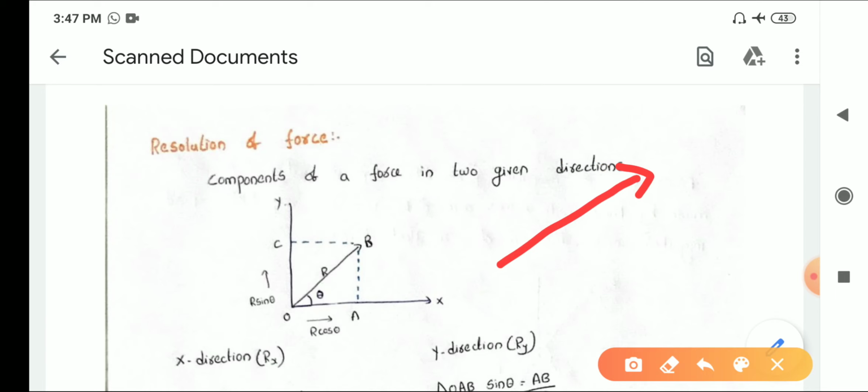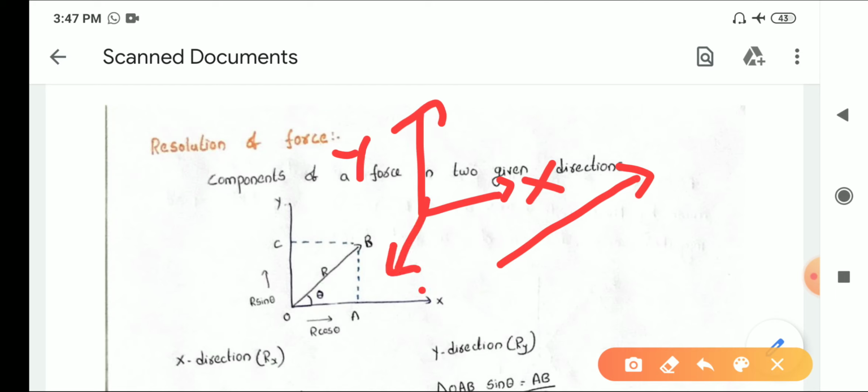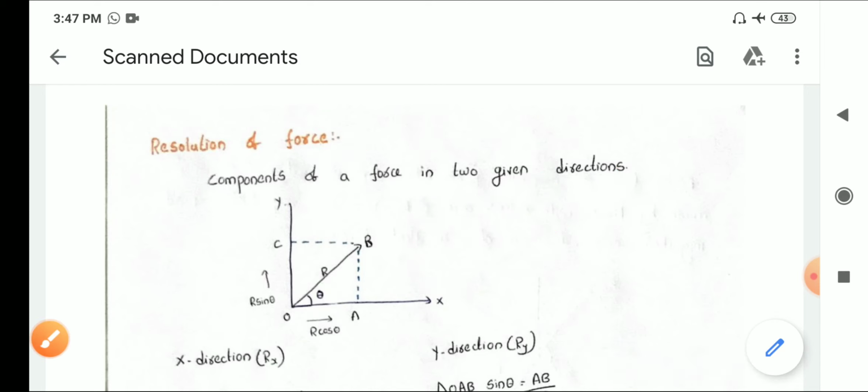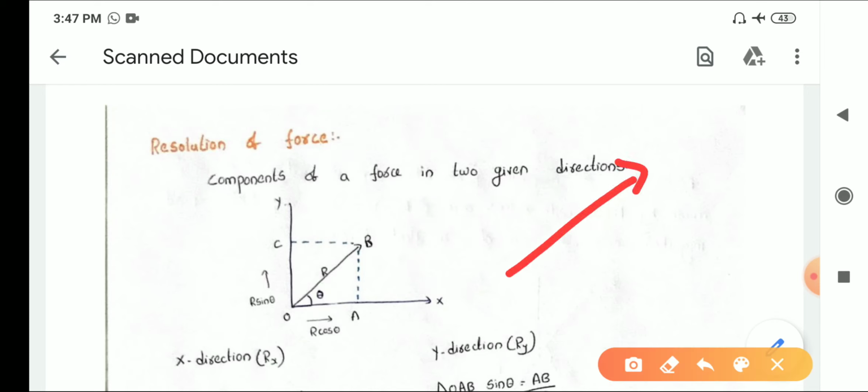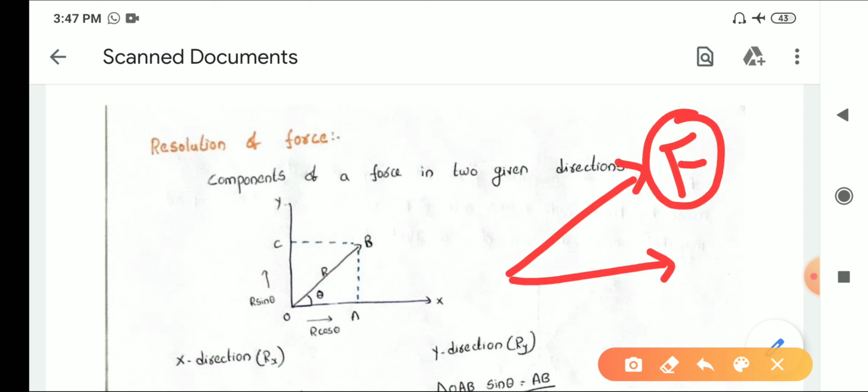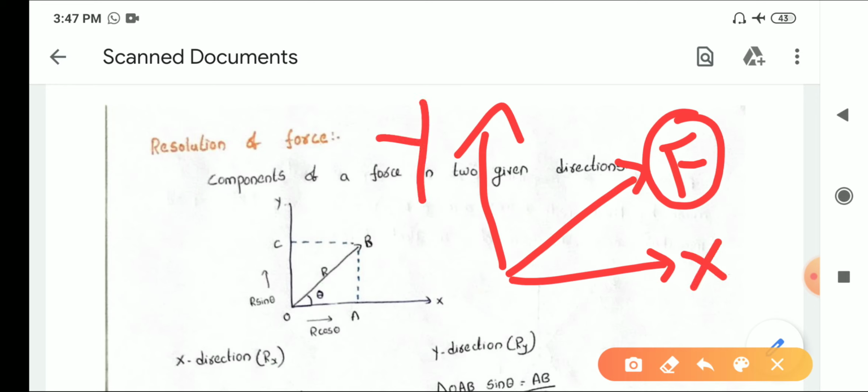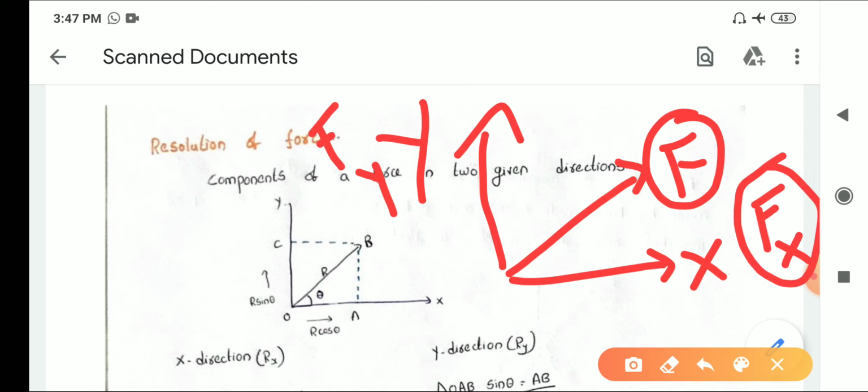in three directions. For example, in space we have x, y and z directions. Just for now, consider a plane with x and y directions. If you have x and y directions and there is some force F, you can resolve this force into two forces. One is along x direction and another is along y direction. Name it as Fx, and the other one is Fy. That means the F component along x direction, and the force component along y direction. That is called resolution of the force.